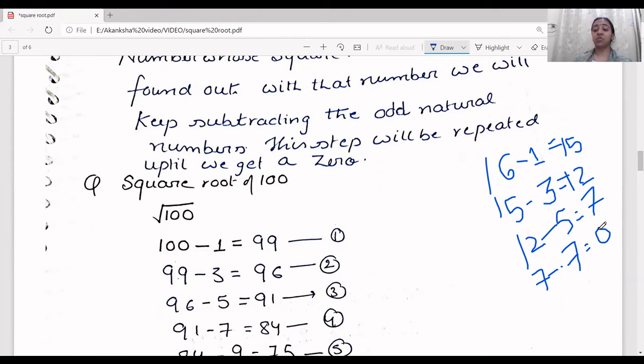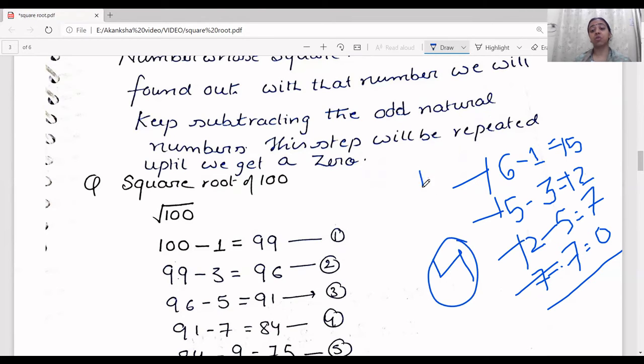Right? So this is what we had to do. We had to reach 0 by subtracting odd natural numbers from the original number for which we are supposed to find the square root. We were going to subtract till the number becomes 0. Okay? So the number becomes 0. Now we are going to count the number of steps in which the number became 0. So how many subtractions did we have to perform? 1, 2, 3, 4. So 4 steps. 4 steps, therefore 16 has a square root of 4. So the answer for the square root of 16 is 4. Right.